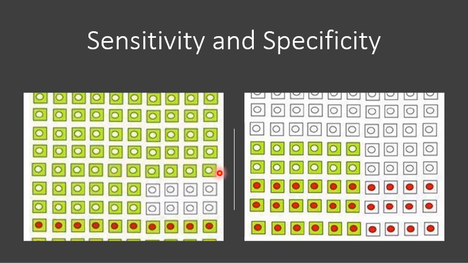On the other hand, if you see these 8 cases who are truly negative, none of them were identified as false positive by the screening test, because all the circles here are also white. So there is no type 1 error, very high specificity, in fact 100% specificity, and very low sensitivity in this example.